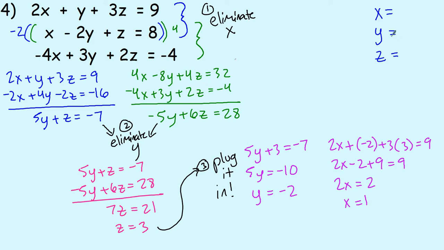There we go. So our answer is x is 1, y is negative 2, and z is 3. Make sure you're labeling your variables correctly. Okay, don't want to mess that up.